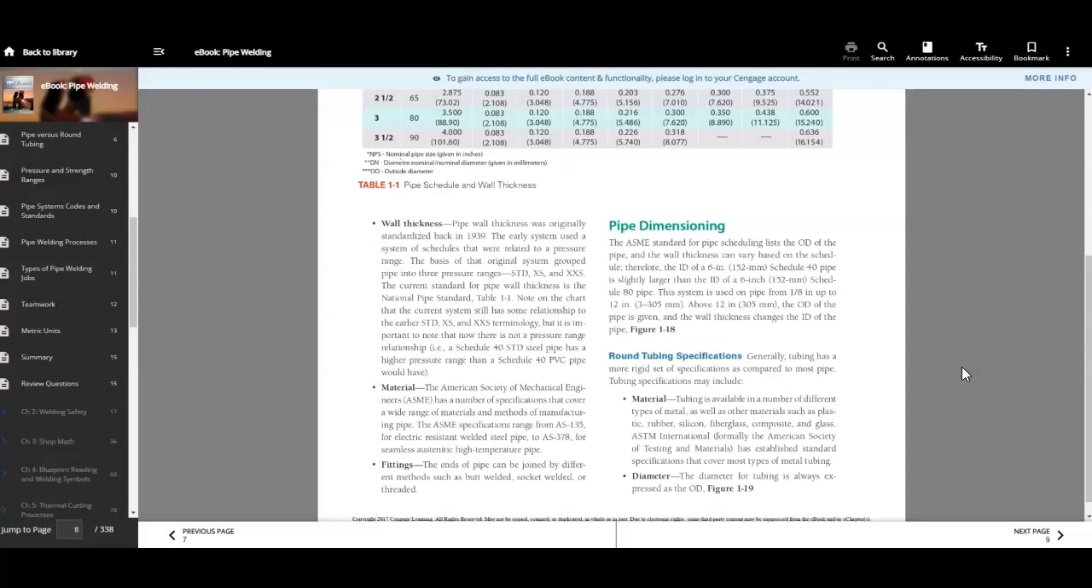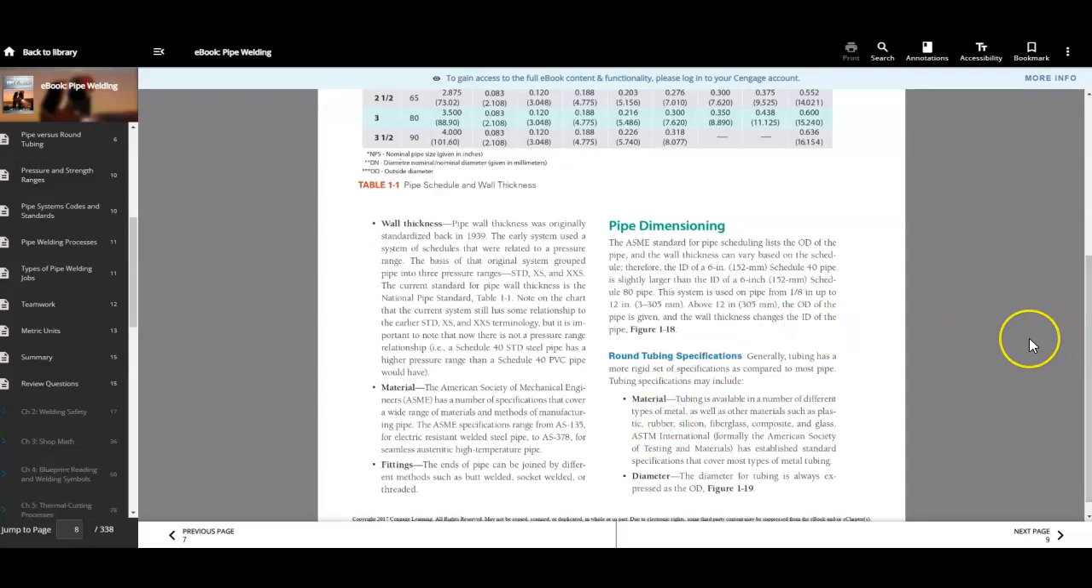Material. The American Society of Mechanical Engineers, or ASME, has a number of specifications that cover a wide range of materials and methods of manufacturing pipe. The ASME specifications range from A135 for electric resistance welded steel pipe to A378 for seamless, austenitic, high pressure, high temperature pipe. Fittings. The ends of pipes can be joined by different methods such as butt welded, socket welded, or threaded.